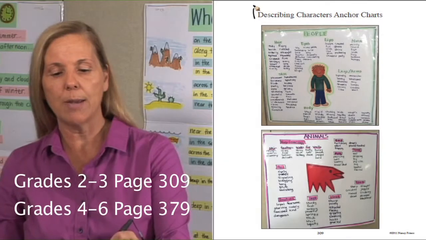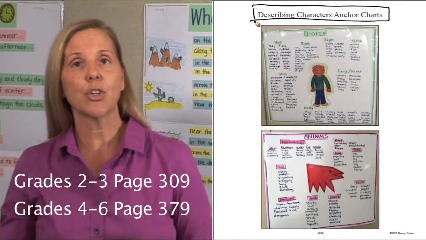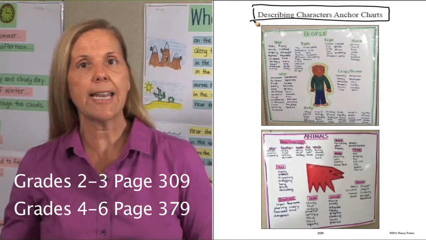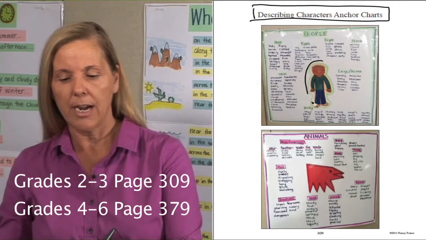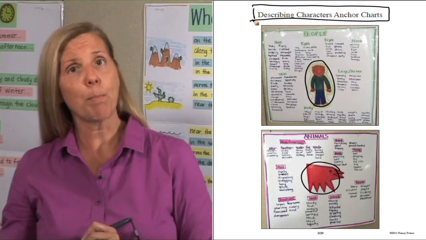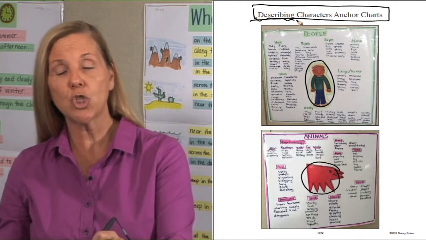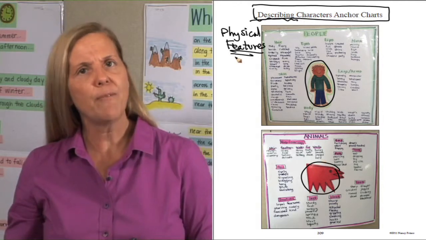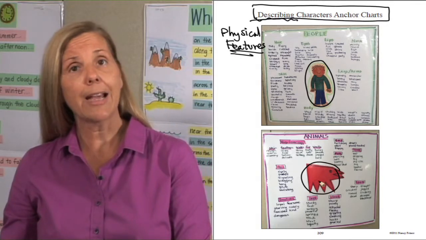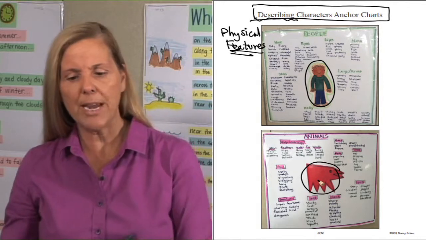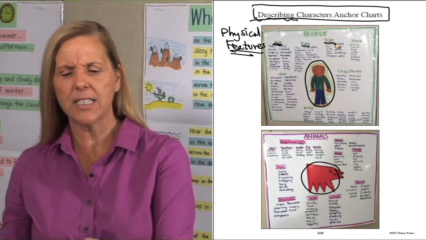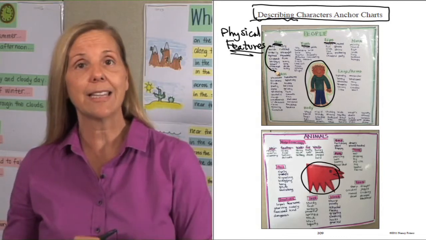I have describing words for characters. This is very similar to the anchor chart that I did with setting. Here we have our character, a person, and on this chart we have an animal. So what's the purpose of this chart? To describe. I'm talking about the physical features of a character. So we have a person, an animal. How did I organize this information? So I have it identified by nouns, hair, eyes, lips, with descriptive words underneath.